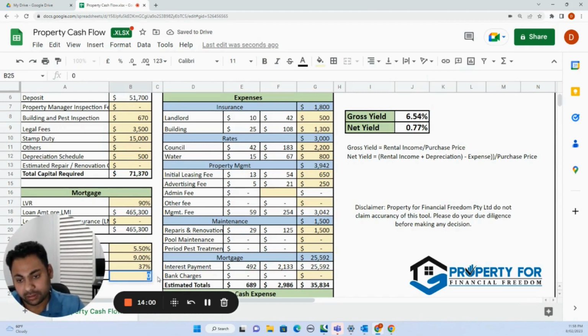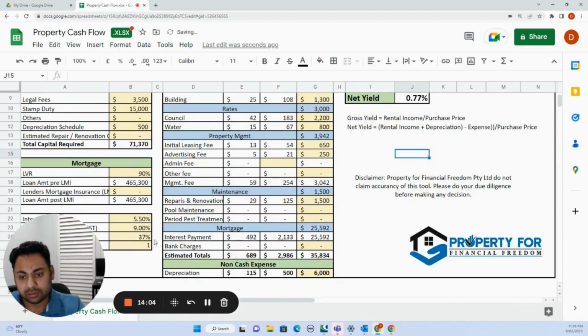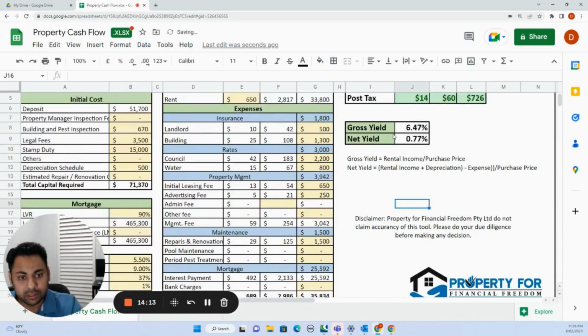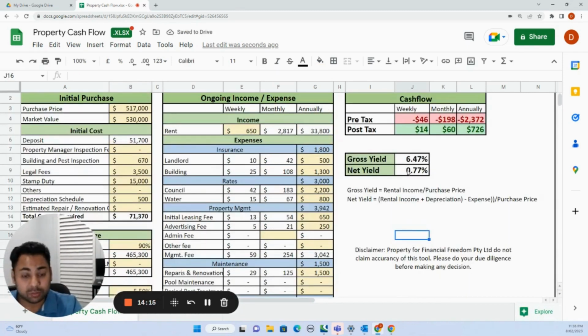So this is generally, let me go 1%. So this is 6.47%. It's a very, very good gross yield property.